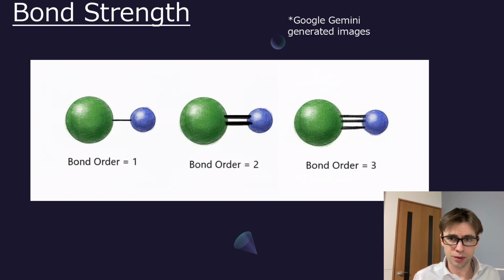So, bond order equals 1 is a single bond. Bond order equals 2 is a double bond. Bond order equals 3 is a triple bond. So why write it like this? Well, we need to actually define these types of bonds with a number. And I think the main reason for that is that non-integer numbers of bond order are also possible.